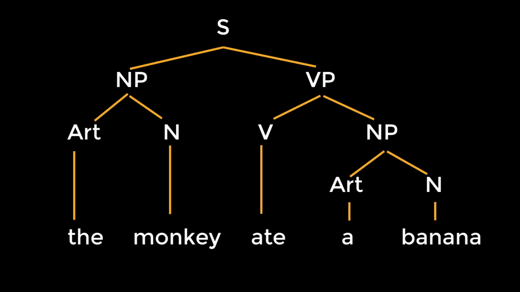If we look at the sentence, the monkey ate a banana, we start with S on top. The next line, NP and VP, as S consists of NP and VP. The NP consists of article and noun, so NP breaks into Art and N. The VP can consist of V and NP, so it breaks there. NP, of course, Art and N. And then the last level: Art is "the," N is "monkey," V is "ate," Art is "a," N is "banana."